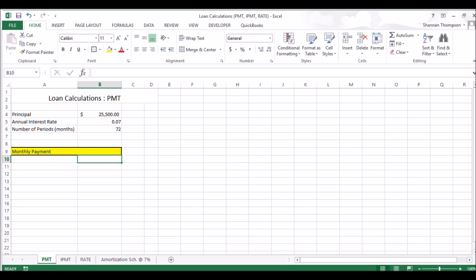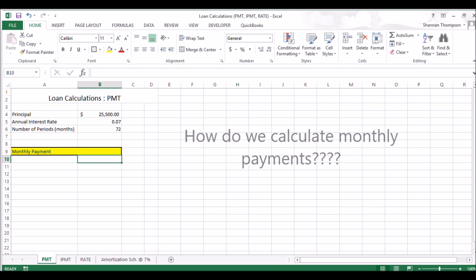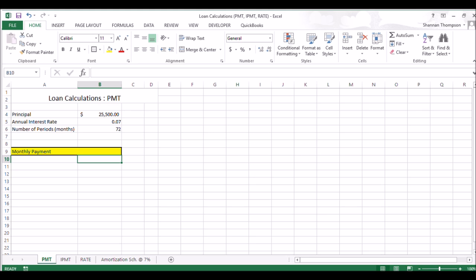So the first part that we want to figure out is our monthly payment. And this is a great way to budget if you want to get a brand new car or a used car, because you'll probably get lower payments. So for finding out the monthly payment, we're going to use the PMT function.